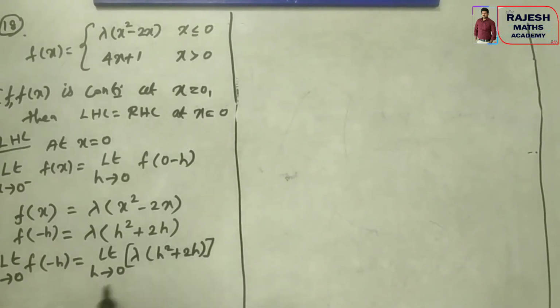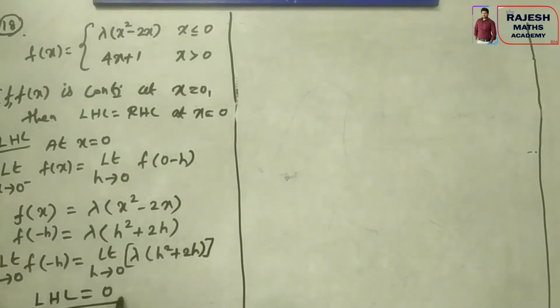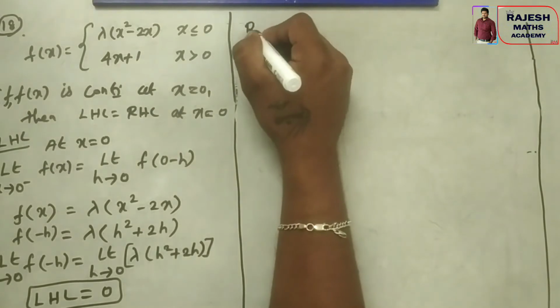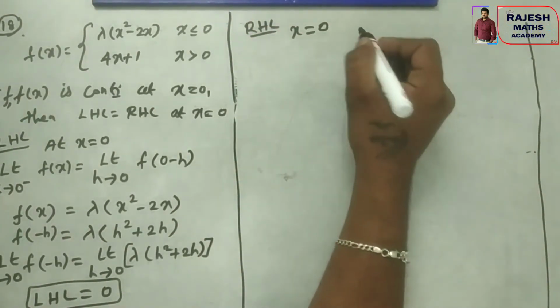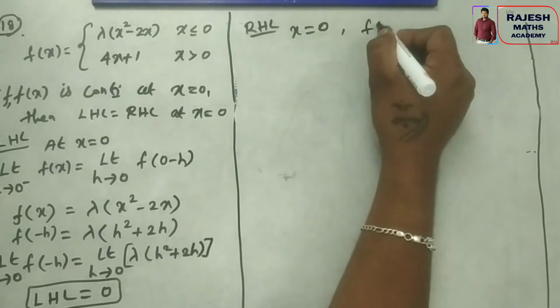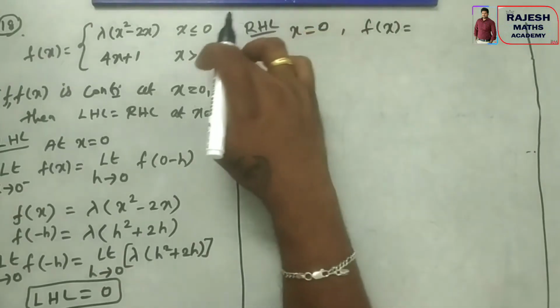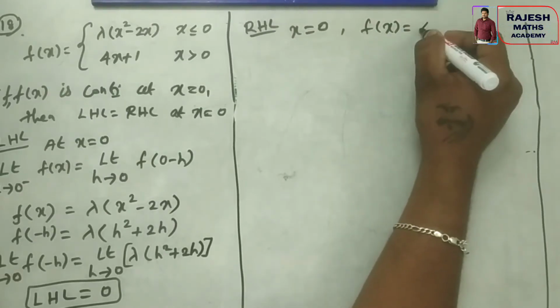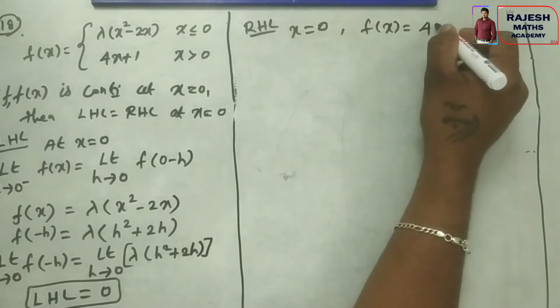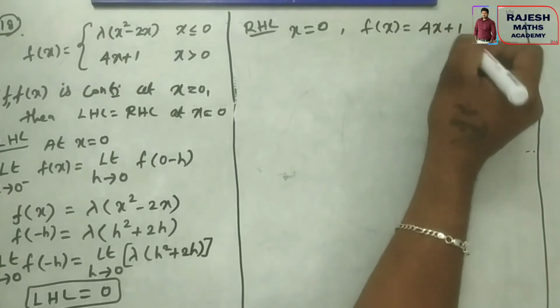So applying h equal to 0, you will get 0 as our left hand limit. So left hand limit equal to 0. So what about the right hand limit at x equal to 0? Right hand limit, RHL, at x equal to 0. So in this case, what is the value of f of x? For the greater than 0 case, the value of f of x is equal to 4x plus 1.